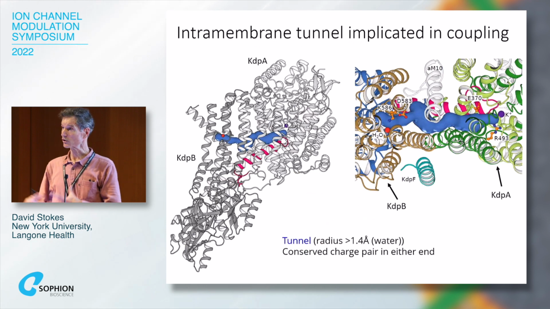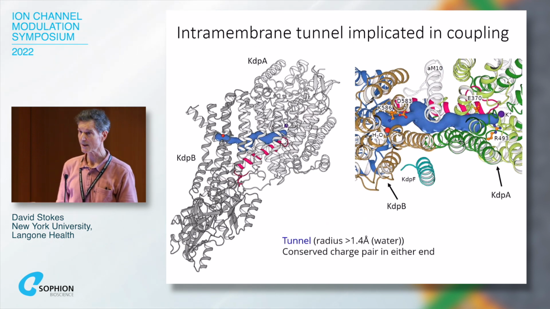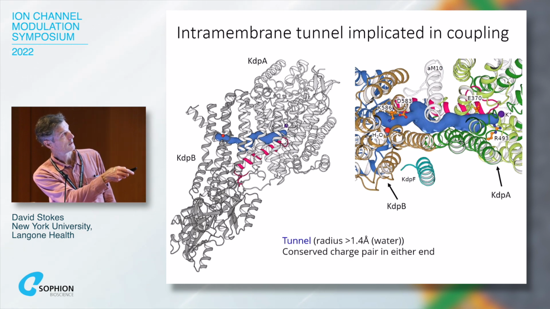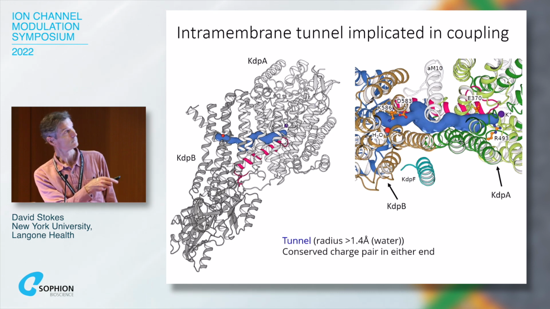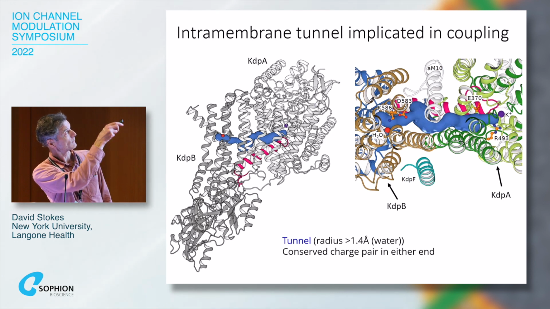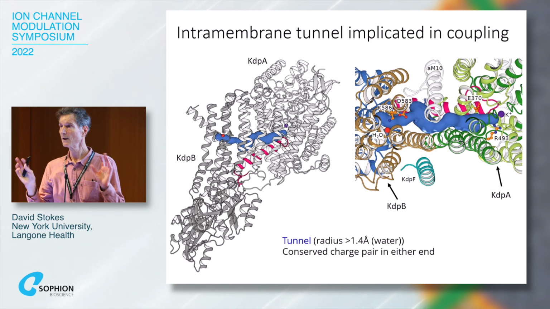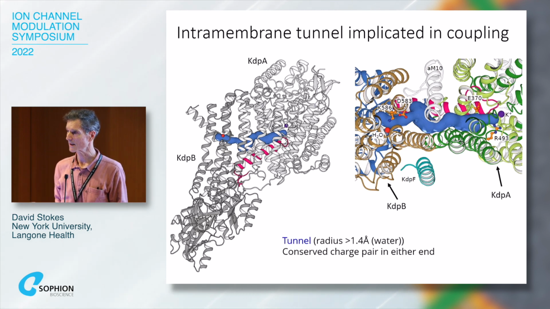Okay, so there's another feature of the crystal structure that was not expected that we saw when we got the crystal structure, which was there's a tunnel that runs from the selectivity filter in KdpA, the potassium channel subunit, and it runs all the way 40 angstroms through the middle of the membrane, parallel to the membrane surface, which is here and here. So it runs through the middle of the membrane from the selectivity filter across to the canonical ion binding sites for P-type ATPase.